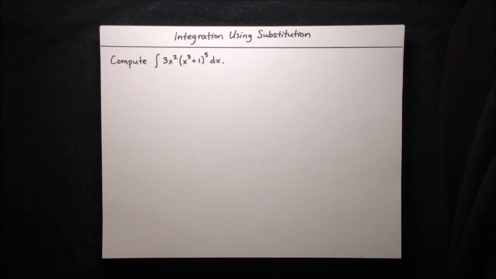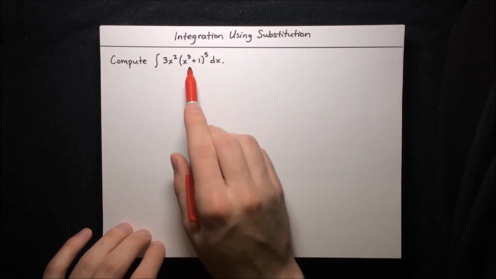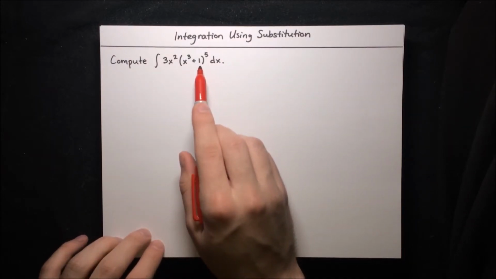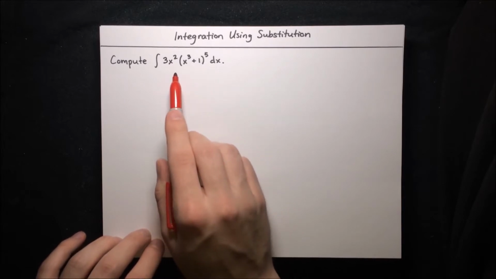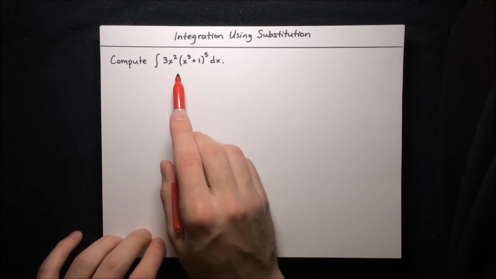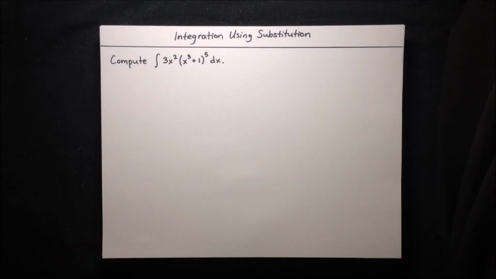We want to compute the integral of 3x squared times the quantity x cubed plus 1 raised to the fifth power. Of course, one way to compute this integral would be to expand out this x cubed plus 1 to the fifth power. If we multiply that all out and multiply the 3x squared also, then we'd get a long polynomial which we could integrate. But that's a lot of work. Really, there's a much easier way.